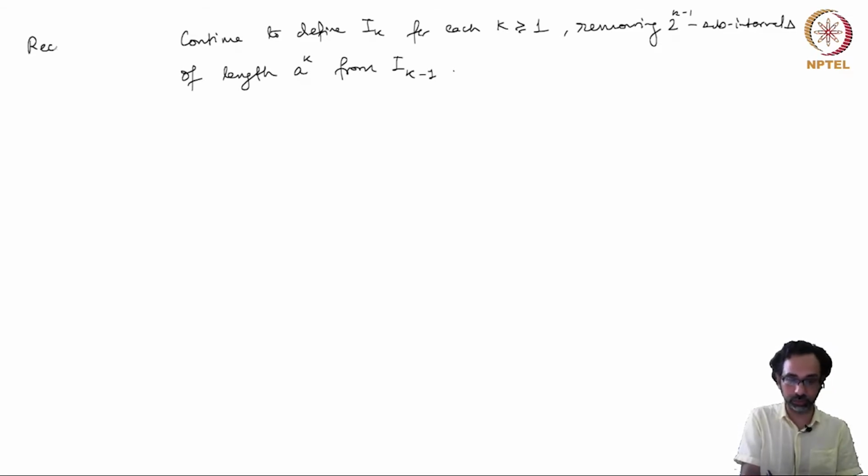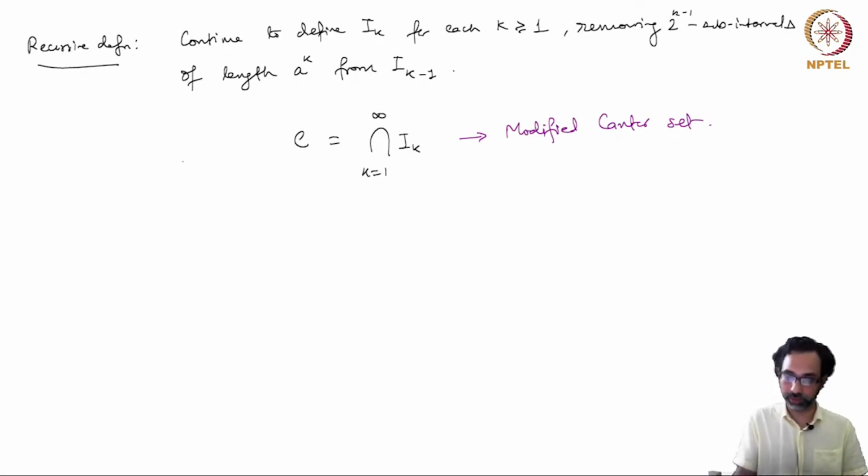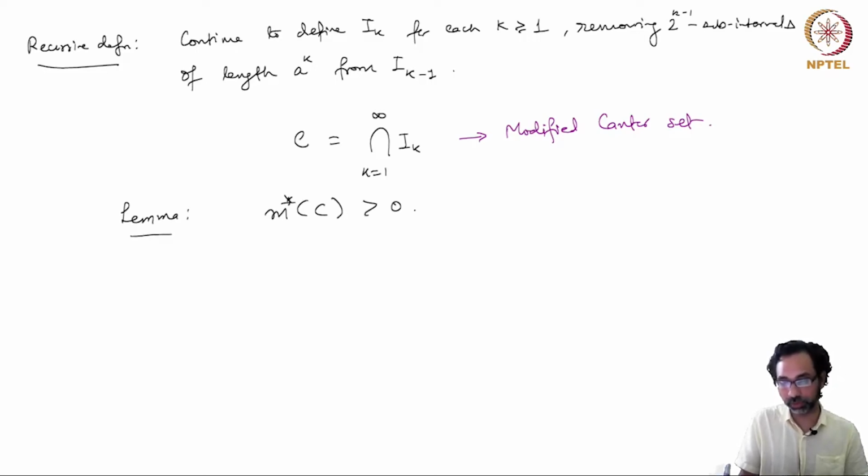This is a recursive definition, and now I am defining C to be the intersection of all these Ik's, k equal to 1 to infinity, and this is the so-called modified Cantor set. We will show in a lemma that the modified Cantor set has strictly positive measure if A is less than 1 by 3.